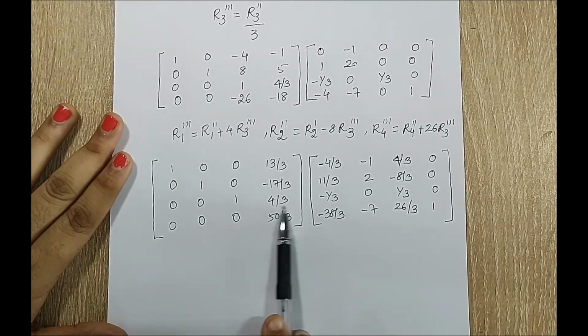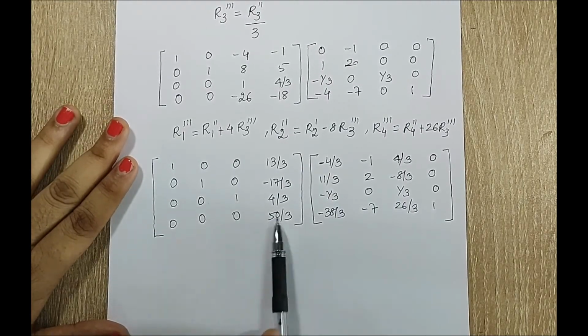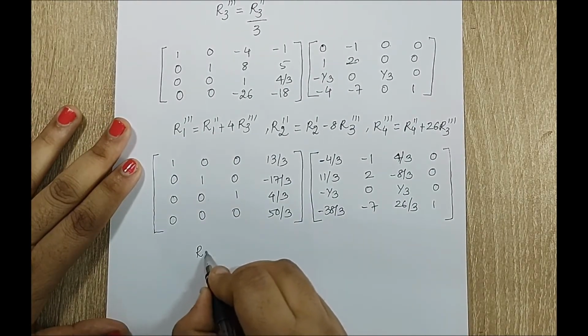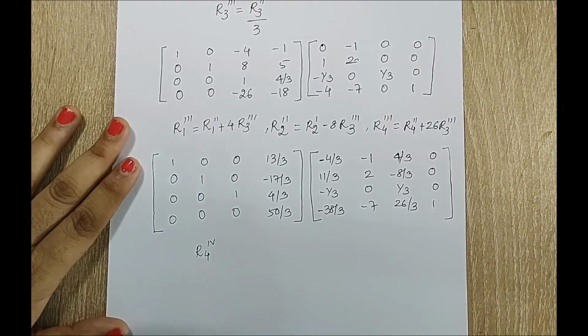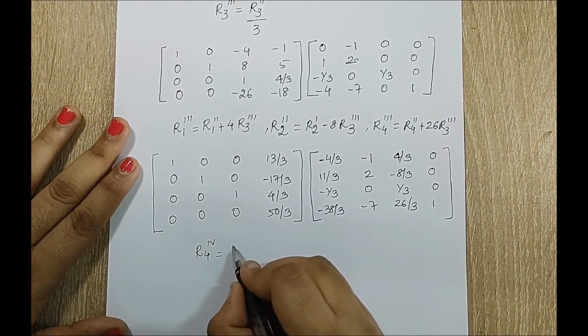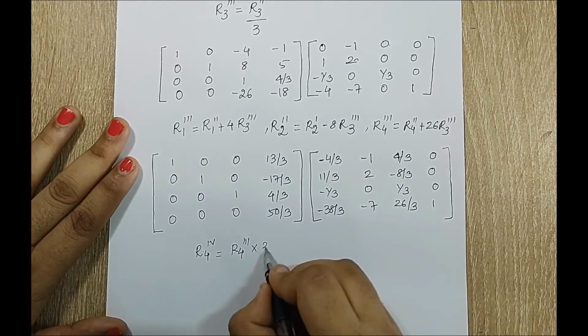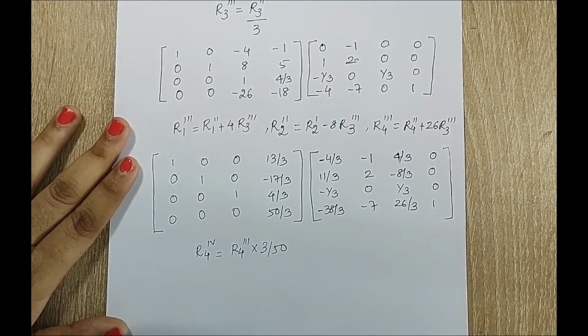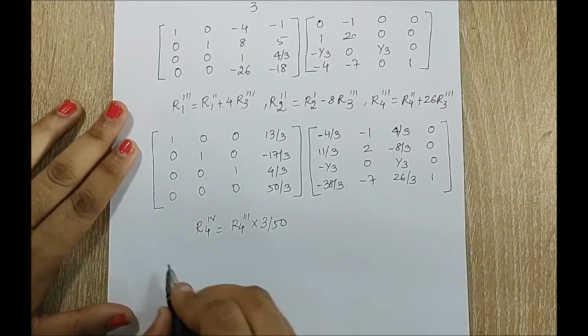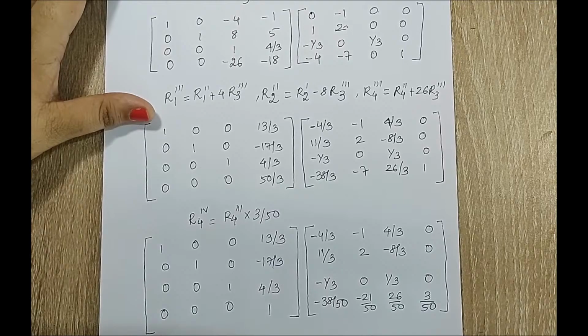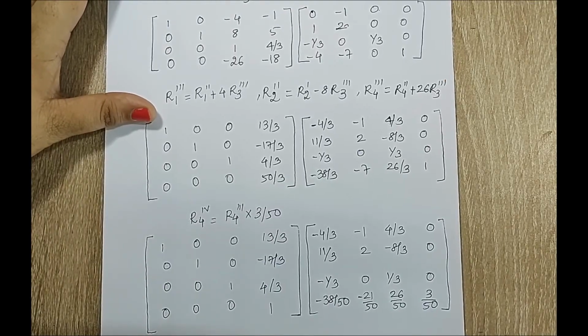Next, I am going to convert this number into 1. So for this, I'll have R4 4 dashes will be R4 triple dash into 3 by 50. When I multiply this with 3 by 50, I'll get 1. So my answer becomes, so this is the matrix that I obtained by this operation.